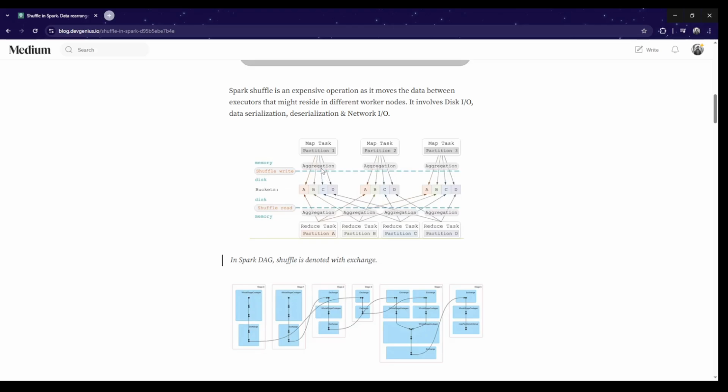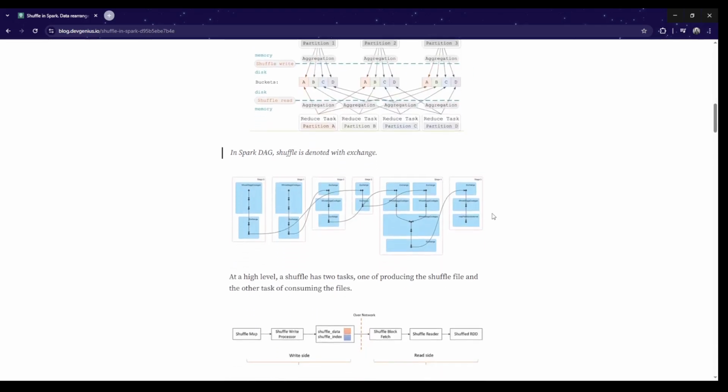If the partitions are getting written to disk, that's where the serialization will happen, and then it will be persisted to disk. Then the other executor will read it from the disk. After reading it, it will deserialize it and do the processing of that. So this is a challenge.